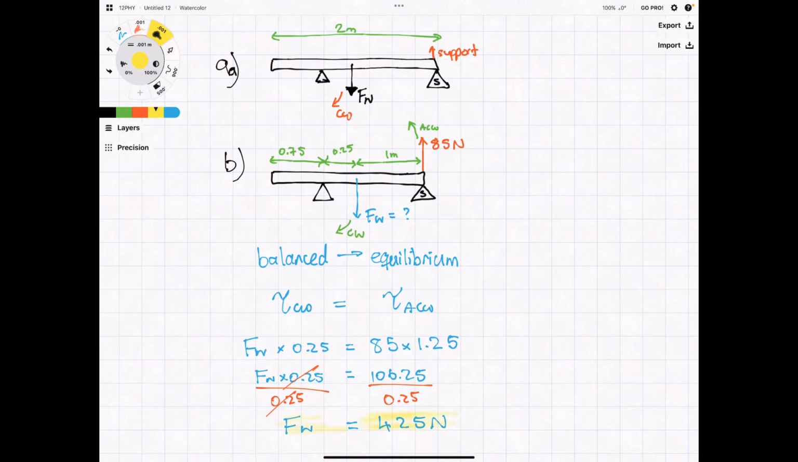All right, the weight force of the plank down here, that's our final answer. How much does the plank weigh? And we found that simply by knowing that we're in equilibrium, putting in what we know, understanding clockwise and anti-clockwise, and solving for it. Okay, hope that's helping.